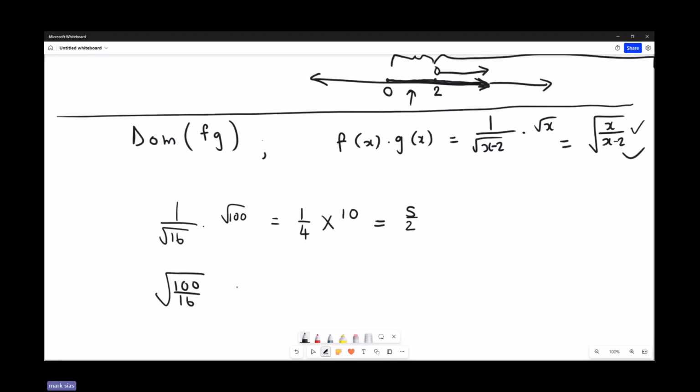I can just put them all under one square root. Then inside there, I can reduce it further. I can divide both by 4, so I have 25 over 4. And the square root of 25 is 5, and the square root of 4 is 2. So it's the same thing. I was just showing you that whatever I did here is exactly the same as that on the far right. So there was nothing spectacular about this.